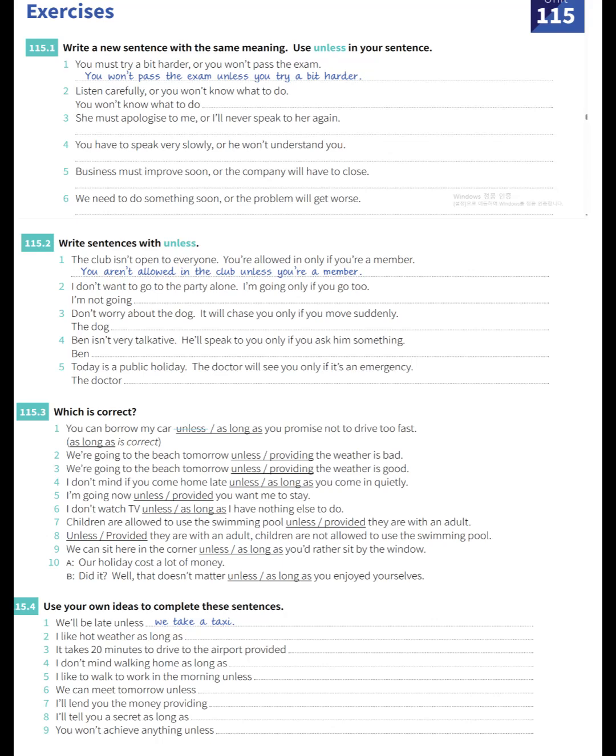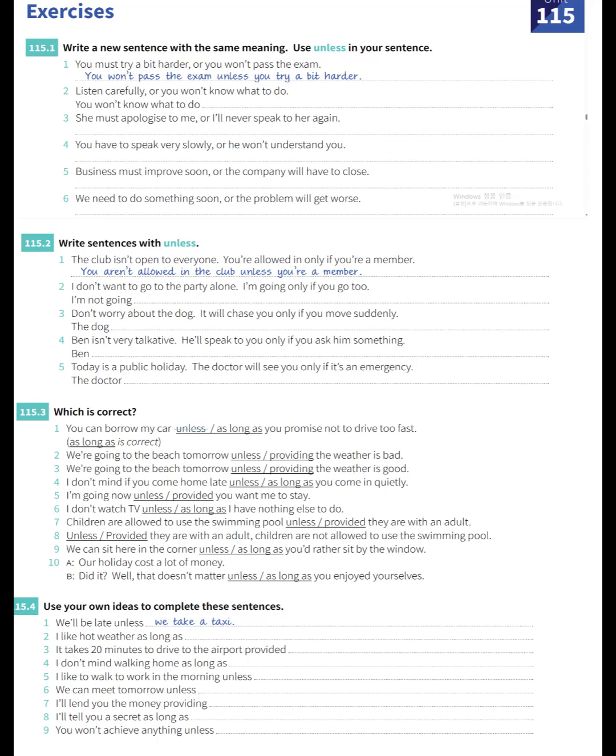Business must improve soon or the company will have to close. The company will have to close unless business improves soon. We need to do something soon or the problem will get worse. The problem will get worse unless we do something soon. That's correct. Okay. Now, write sentences with unless.